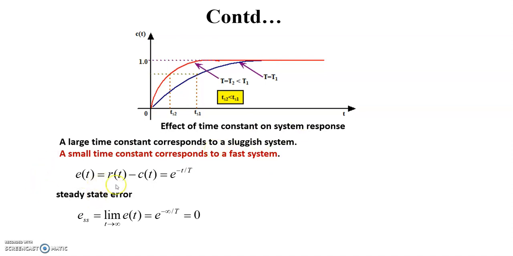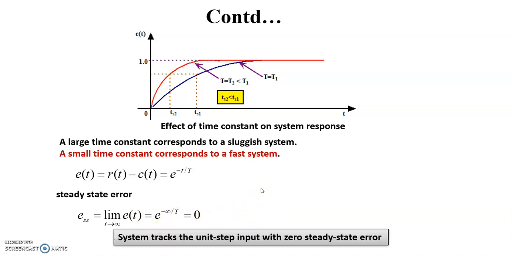So E(t) is equal to R(t) minus C(t), which is equal to e to the power minus t/tau. The steady state error ess is equal to the limit as t tends to infinity of E(t), which is e to the power minus infinity/tau, and that is equal to 0.